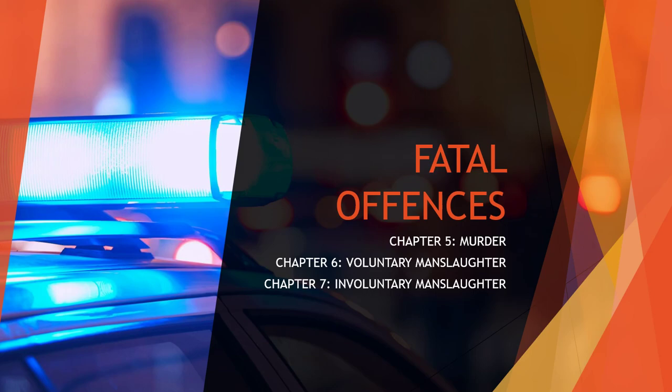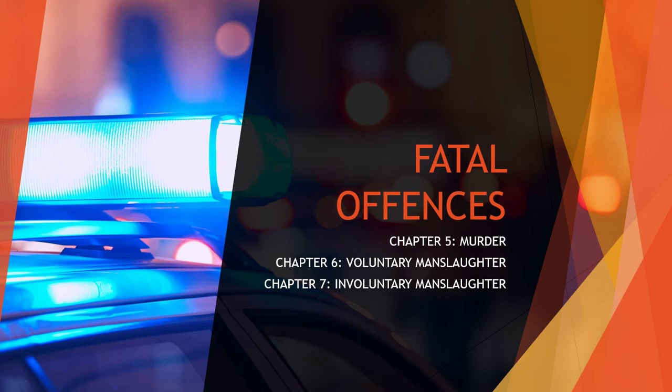The first bit of the video, I'm going to be very quickly giving you a skeleton overview of fatal offences. Now you can see that fatal offences involve all crimes which involve the killing of a person. So someone dies. So when you're looking at the scenario question and someone has died, straight away in your brain you should be thinking, okay, this is a homicide, this is a fatal offence. The chapters of interest from the textbook are chapter 5 to 7: murder, voluntary manslaughter and involuntary manslaughter.